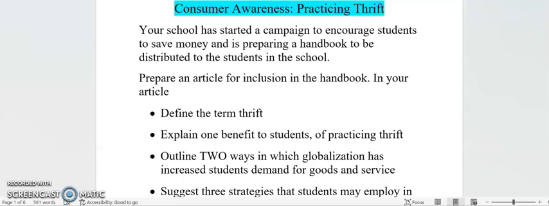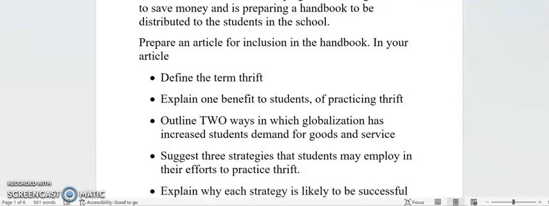In your article, you're going to define the term thrift, explain one benefit to students of practicing thrift, outline two ways in which globalization has increased students' demand for goods and services, suggest three strategies that students may employ in their efforts to practice thrift, and finally, explain why each strategy suggested is likely to be successful. All right, so this seems to be a quite easy essay to write.